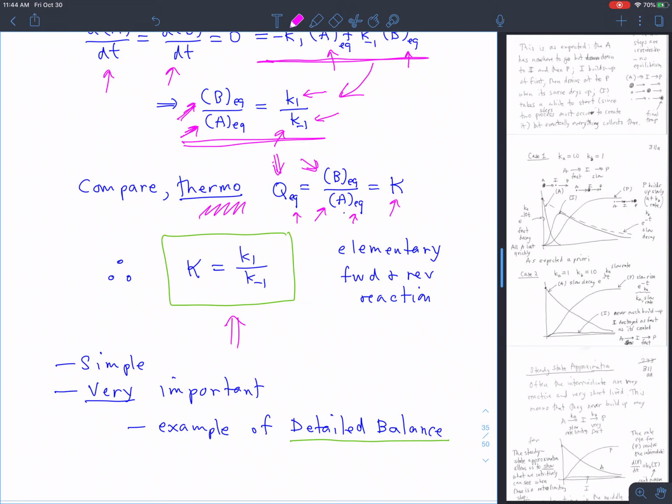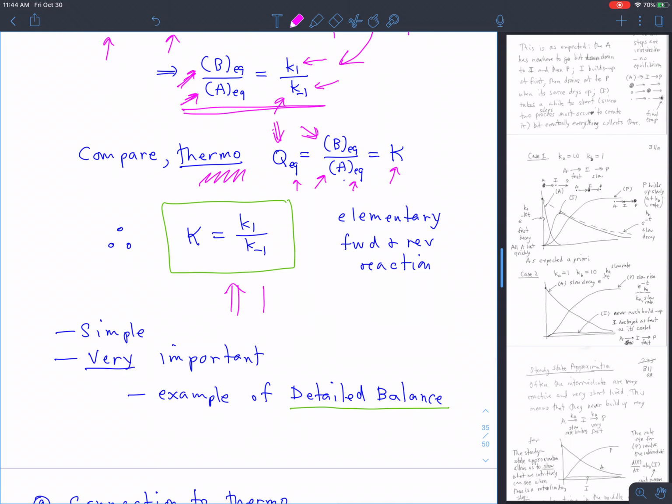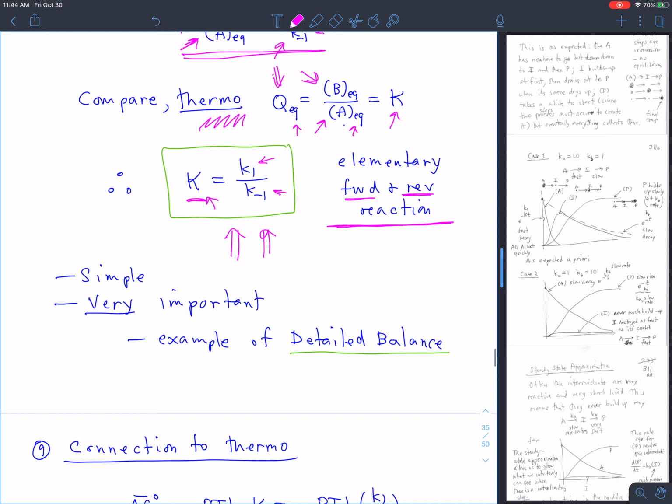It's hard to overstate how important this very simple relationship is. It says that the equilibrium constant for an elementary reaction that goes both in the forward direction and in the reverse direction, so two elementary reactions really, one forward, one reverse, but for the same reaction, if you take the ratio of their forward to reverse rate constants, you get the equilibrium constant. That's an example of something called detailed balance. It's at the core of much of non-equilibrium statistical mechanics.